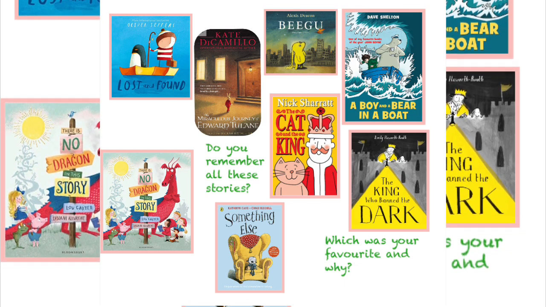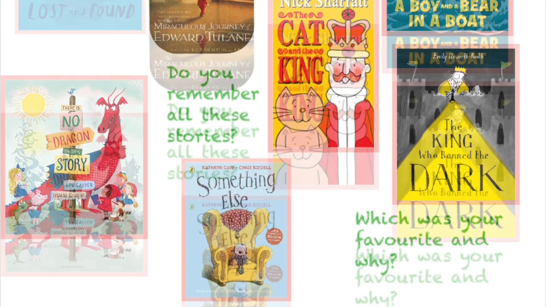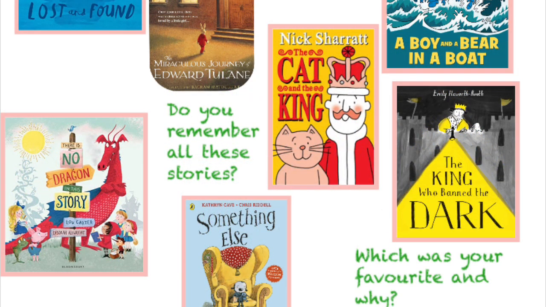Take a moment to look at and remember these stories. Can you choose your favourite? Talk to the person sat next to you about which one you liked the most and why. I had to think about it, and this is what I decided. I think my favourites are Edward Tulane, because I love all the different adventures he goes on and all the different people he meets. And There Is No Dragon in This Story, because I love that it has all the different fairy tales in and it has a happy ending.